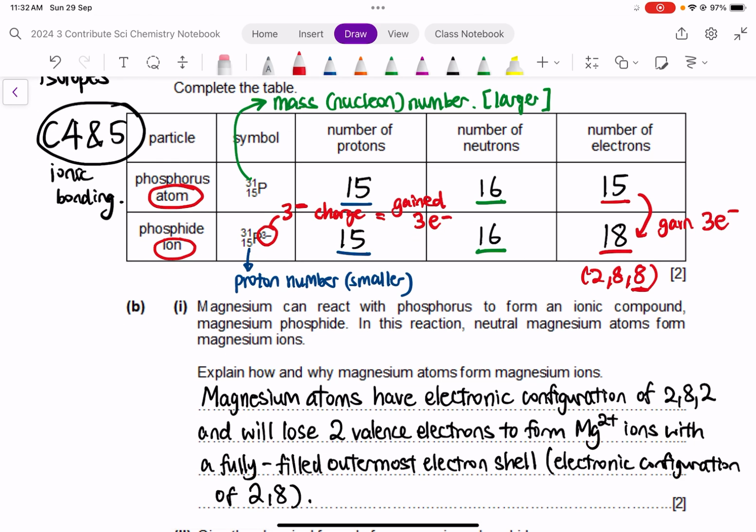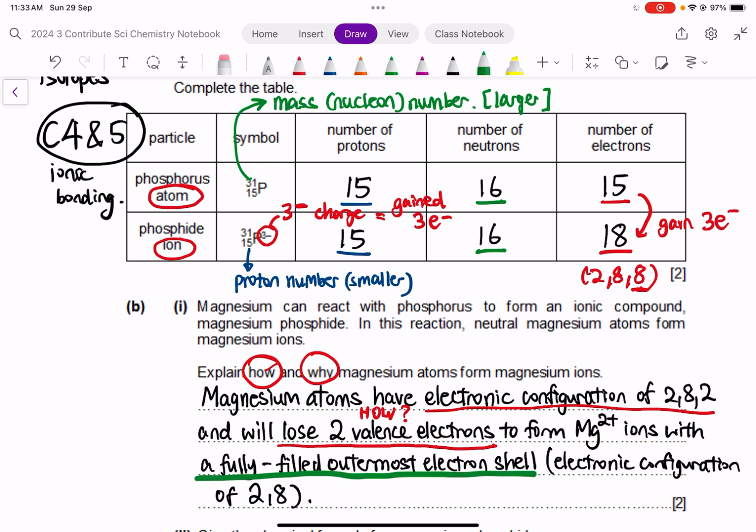Now we go to B part 1. Explain how and why magnesium atoms form magnesium ions. So the idea is the how and the why. So we need to say magnesium atoms have an electronic configuration of 2, 8, 2. And so they will lose 2 valence electrons. This is the how. And what this does is that it allows them to achieve a fully filled outermost shell. And that's the why. Okay? So the how refers to the loss of the 2 valence electrons. The why is to achieve a fully filled outermost electron shell.